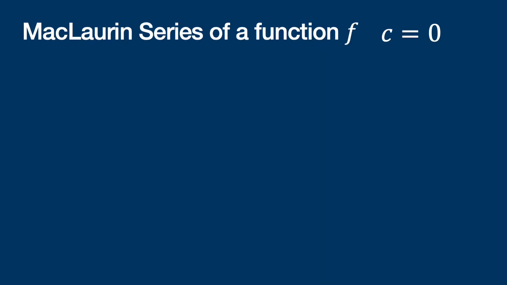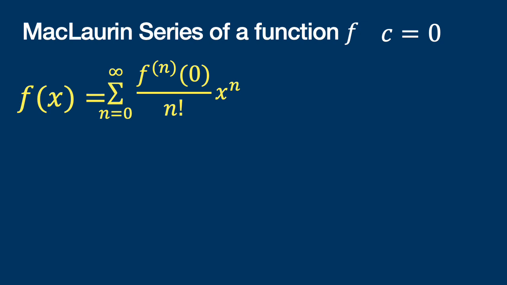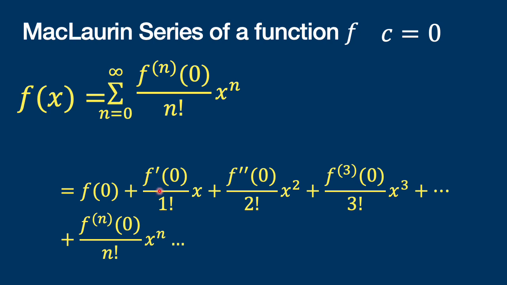When the center is 0, we call it a Maclaurin series. The center is 0, f^(n)(0) over n factorial times x^n. We call this series the Maclaurin series. The center is going to be 0, so expanding the series looks like f(0), plus the first derivative at 0 over 1 factorial, the second derivative at 0 over 2 factorial, and so on.